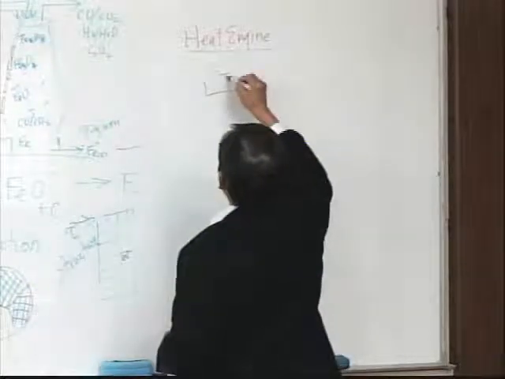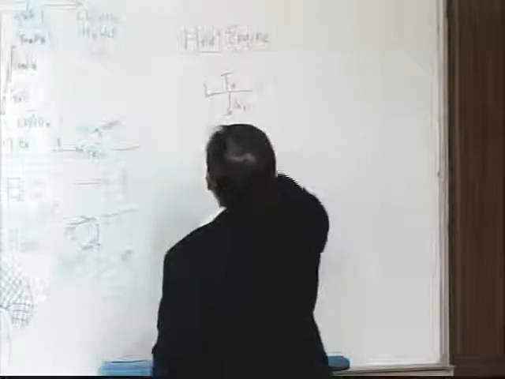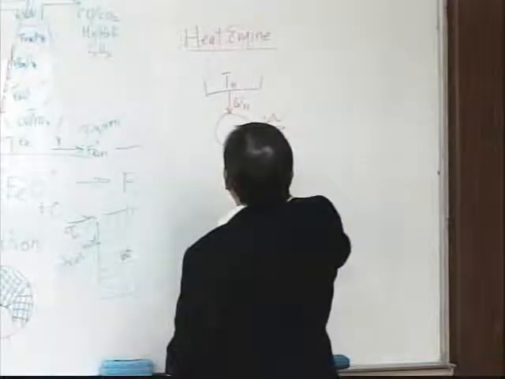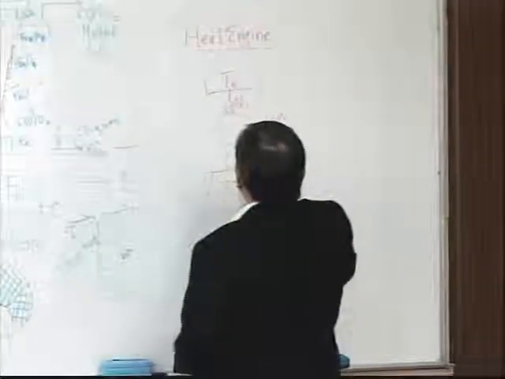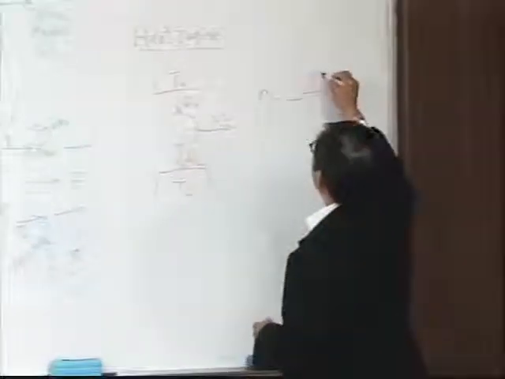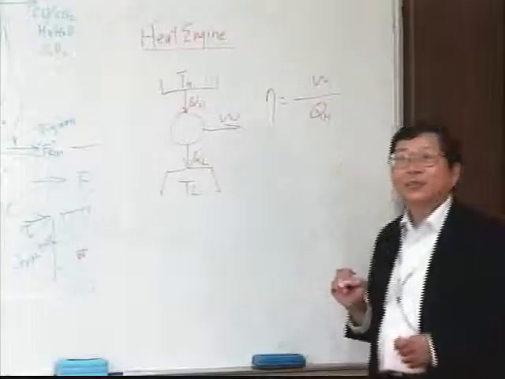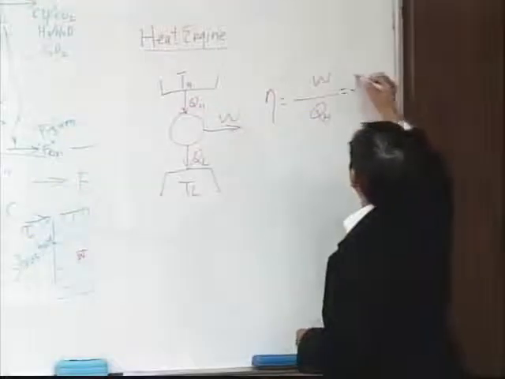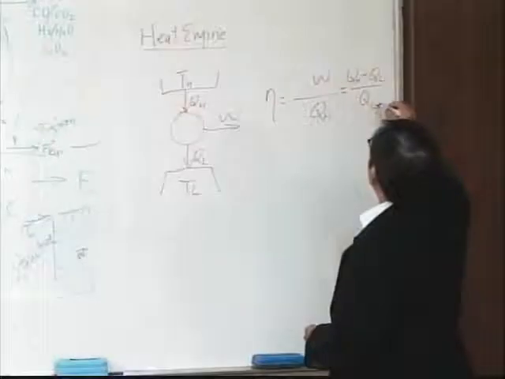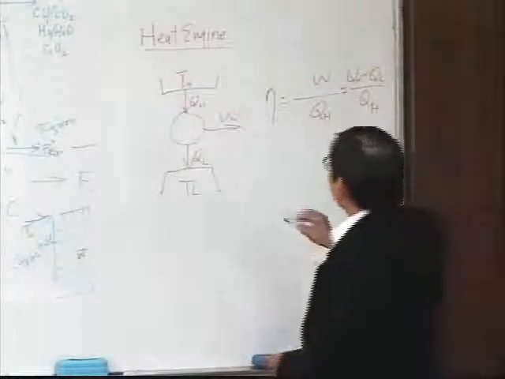You have TH, QH comes down. This is the engine. This is the work that comes out. QL comes in, and this is TL. And the efficiency is W over QH. Remember that? And W is pretty much QH minus QL. This is the first law of thermodynamics. Okay? Heat engine.